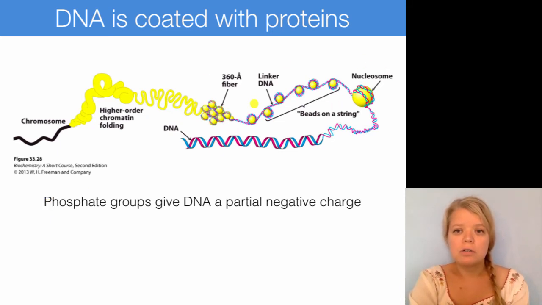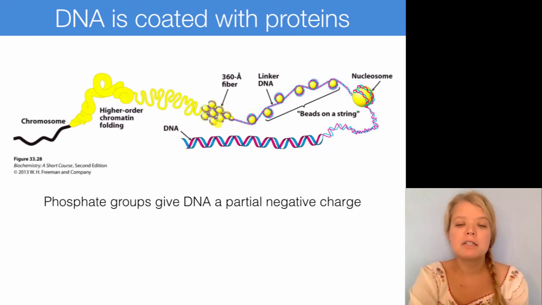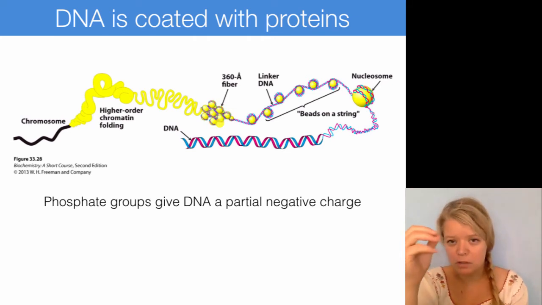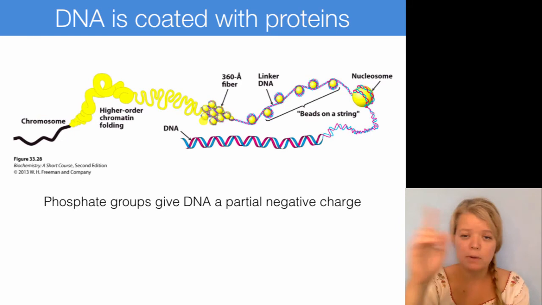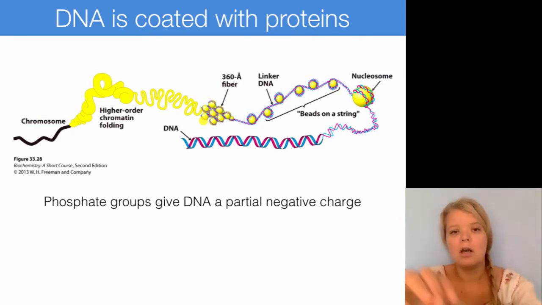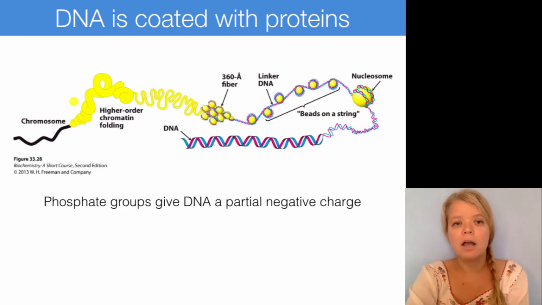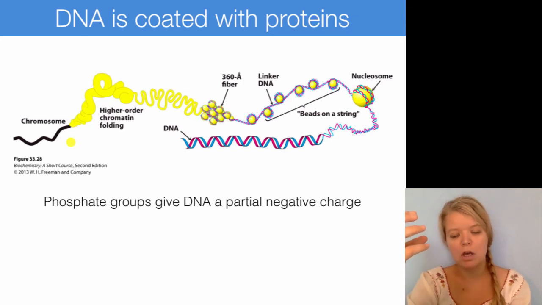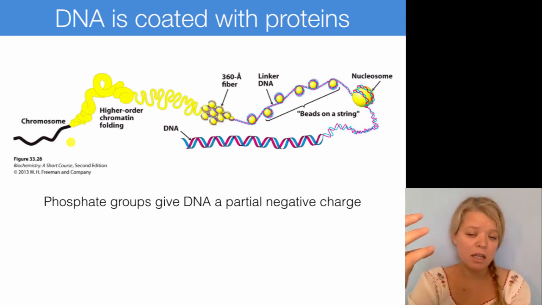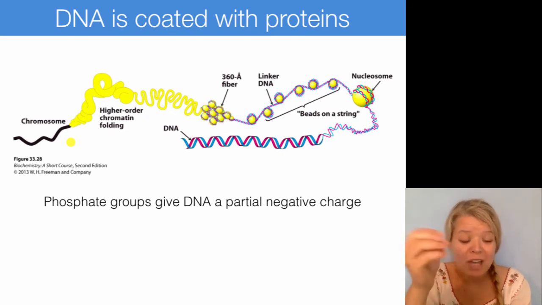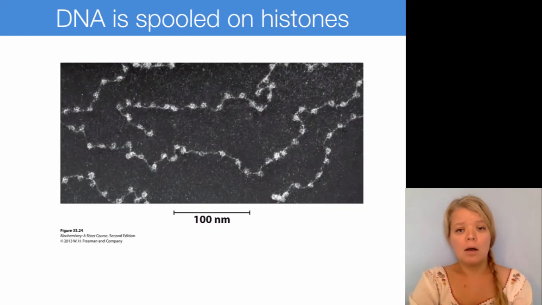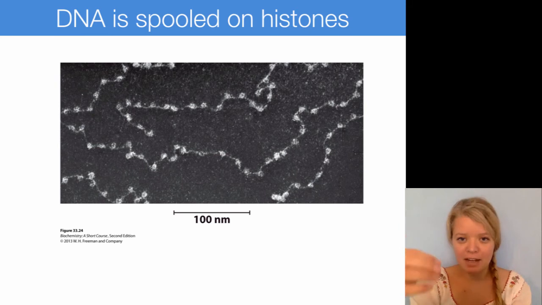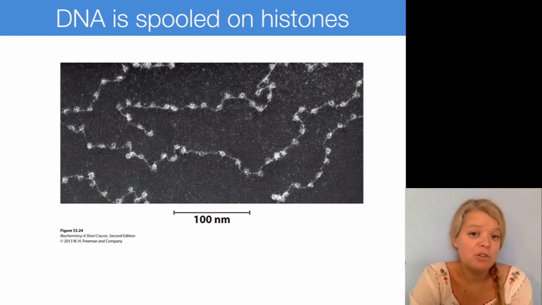Then after the DNA has been spooled on histones, it's packaged into this 360 angstrom fiber whose structure is still, it's hypothesized to be just a bunch of packaged histones binding each other, but it's still being elucidated. And then we have higher and higher order chromatin structure, because in the end we have to package our DNA into these little chromosomes and keep most of our DNA fairly compact in order for it to be able to fit into the nucleus. We have a lot of DNA and it has to be very tightly packaged in order to fit into the small space that our nucleus occupies.